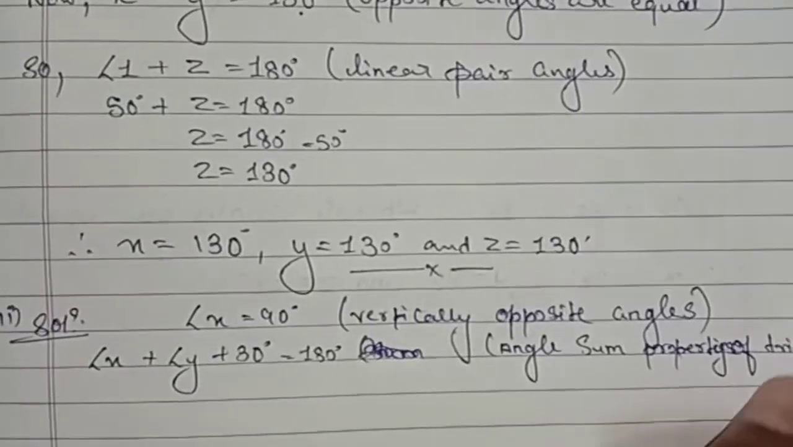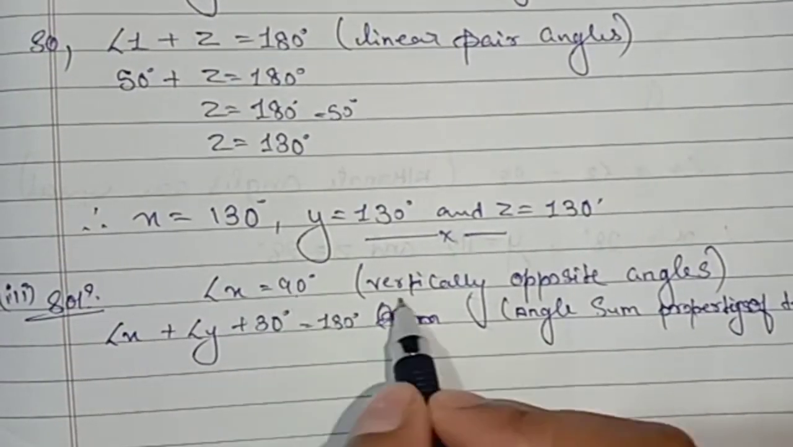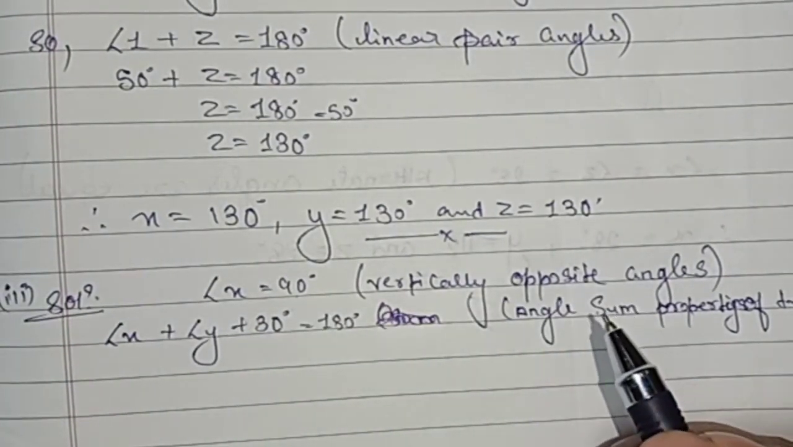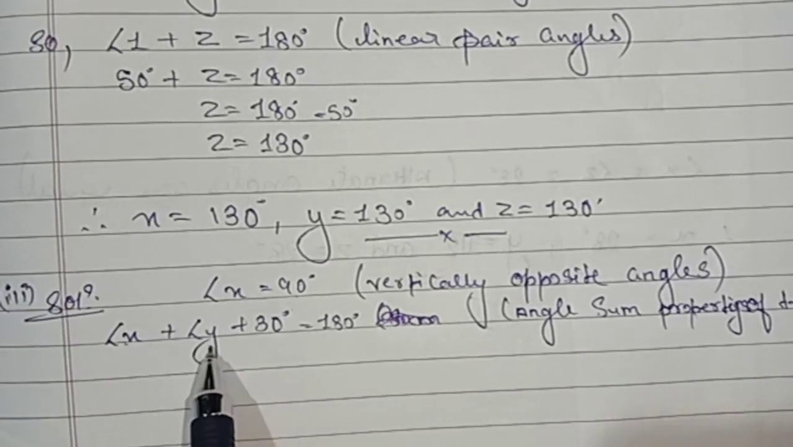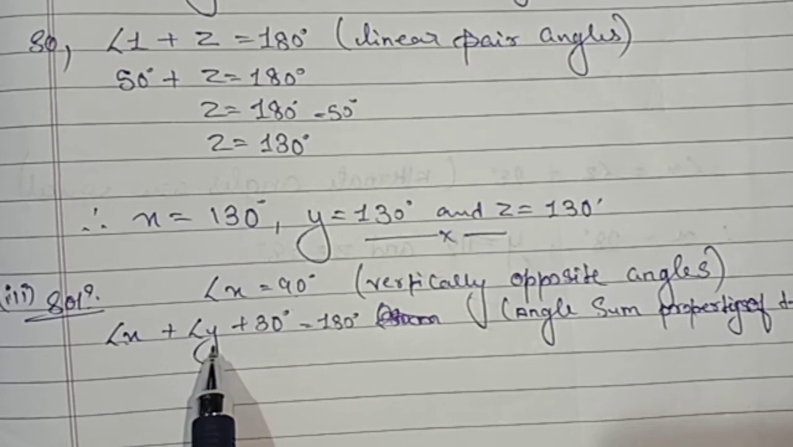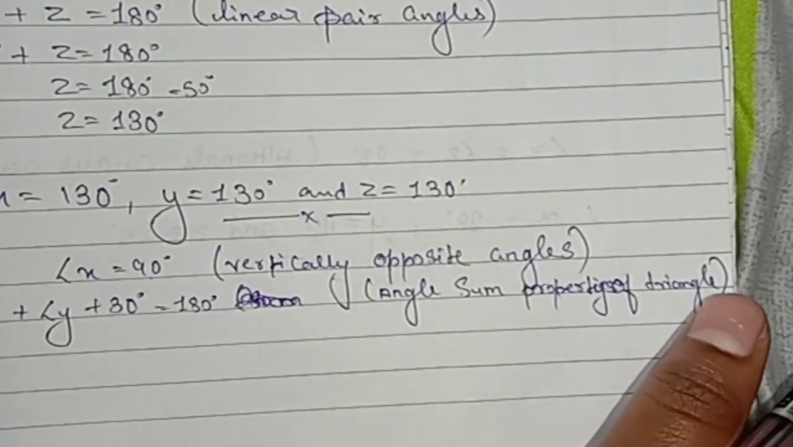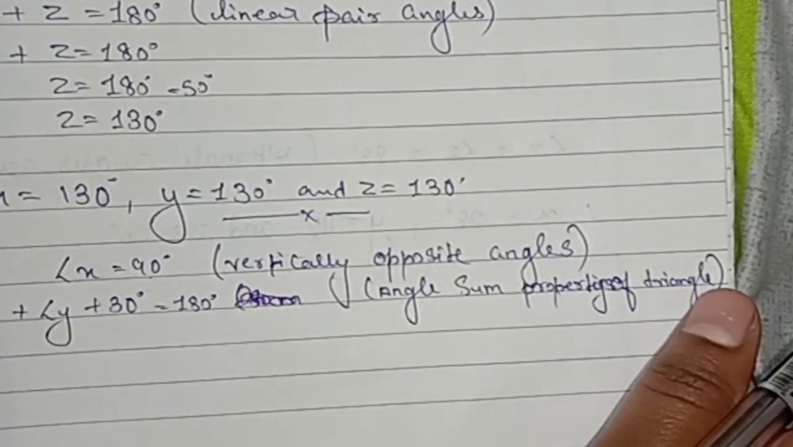So I've written before, question number 3 solution. Angle x is equal to 90 degrees, vertically opposite angles. Next, angle x plus angle y plus 30 degrees is equal to 180 degrees. Reason: angle sum property of a triangle, sum of the angles of a triangle.